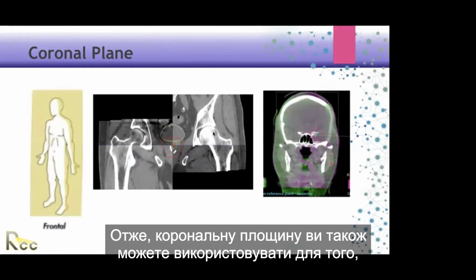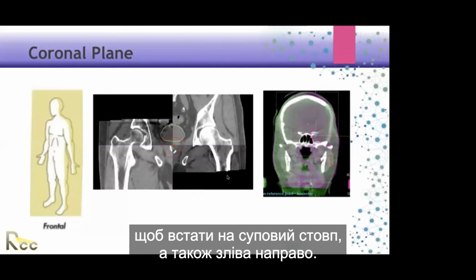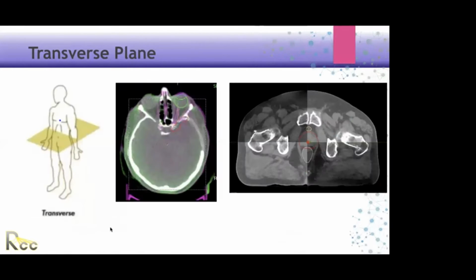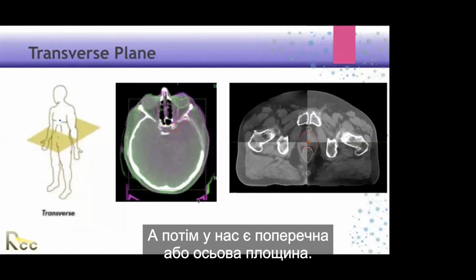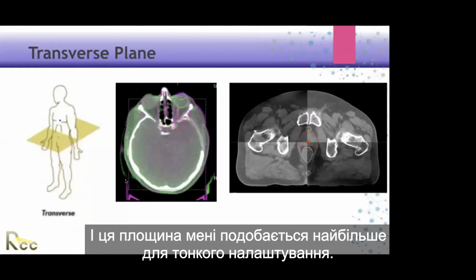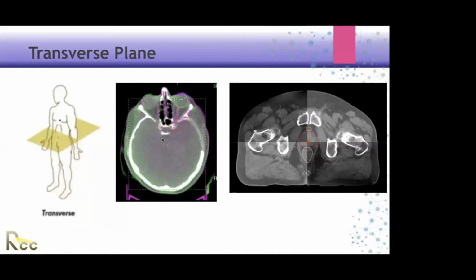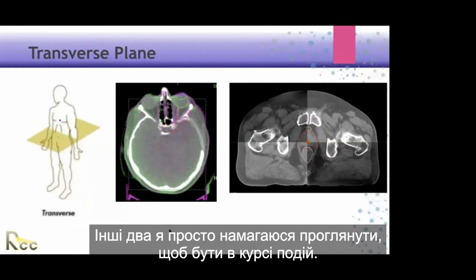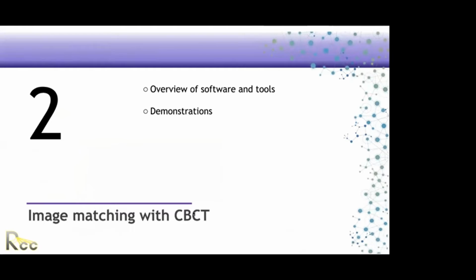The coronal you can also use to get your sup inf on your left to right. It divides the body from anterior to posterior, and it's also called a frontal plane. And then we have the transverse or axial plane, and I like this one mostly for fine tuning. When I scroll through a CBCT, I look through this the most. The other 2, I just try to get on in and out and in the ballpark.